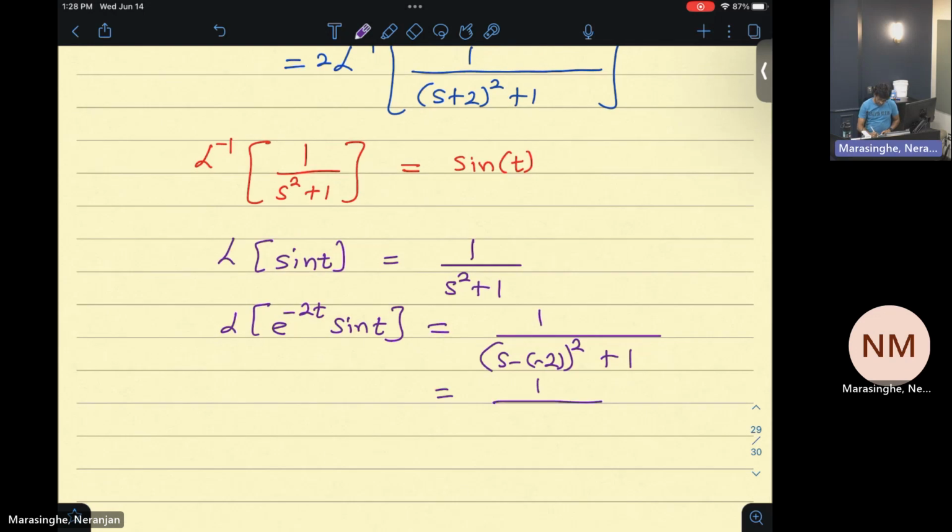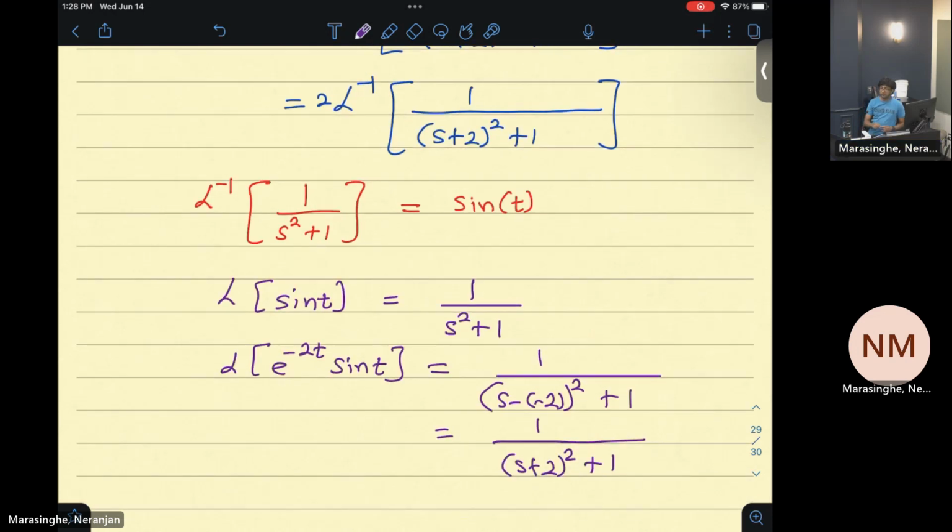So you would get s divided by (s plus 2) square plus 1. Is that clear? So what is the inverse Laplace transform of this function? Then it is going to be e to the minus 2t times sine t.